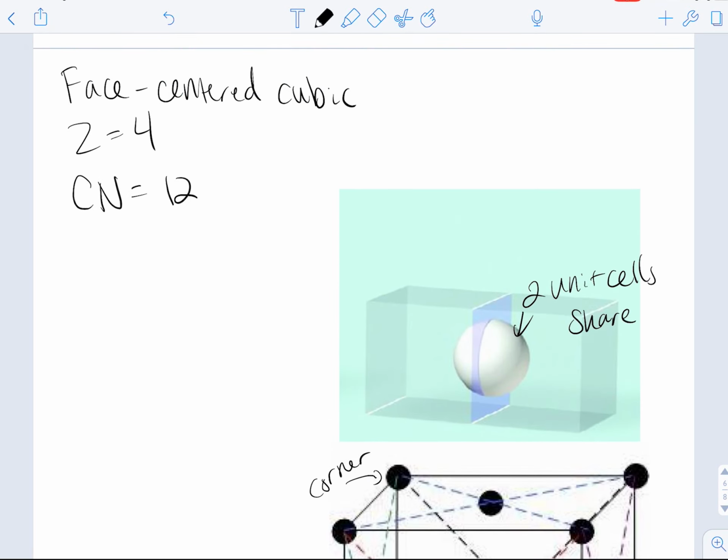Here again, our edge length is a little bit different than in a primitive. Our edge length will be equal to 2 times the square root of 2 r.